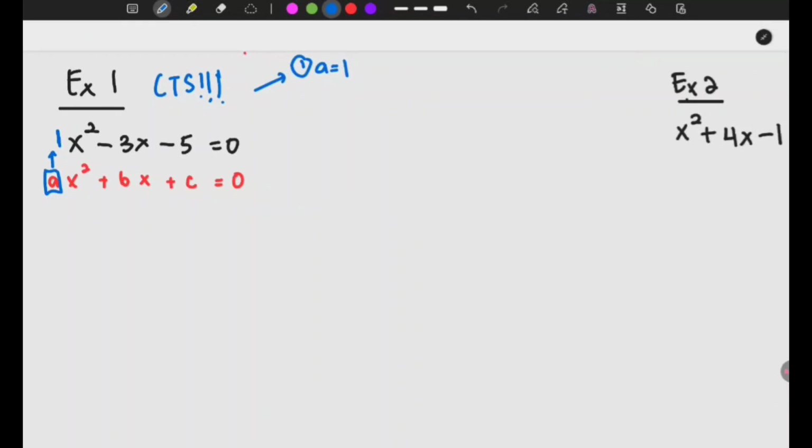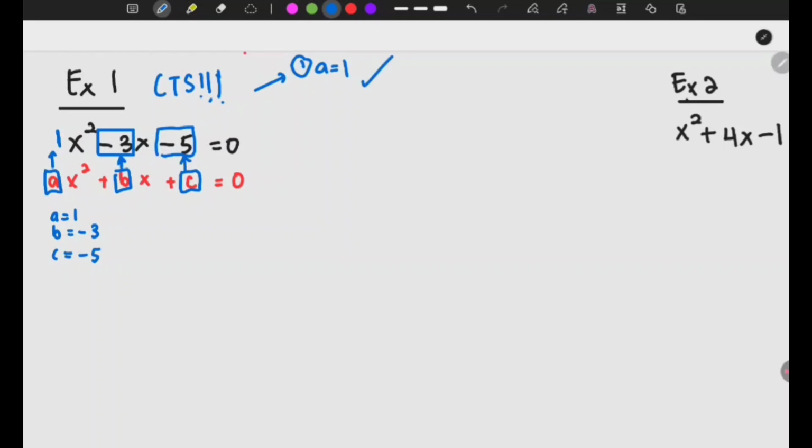And your b is negative 3. Don't only say 3. If there's a minus, consider that also. And your c is negative 5. So you got your a equals to 1, your b equals to negative 3, and your c equals to negative 5. And your 0 equals to 0, okay? So now, in this case, for the first step you don't have to worry, because the a given in the question itself is already equal to 1. So you actually can ignore this step because it's already done for you.